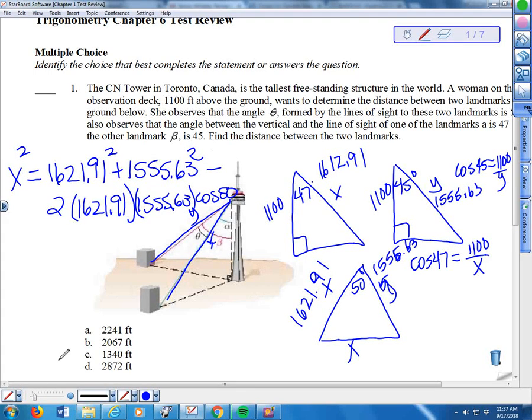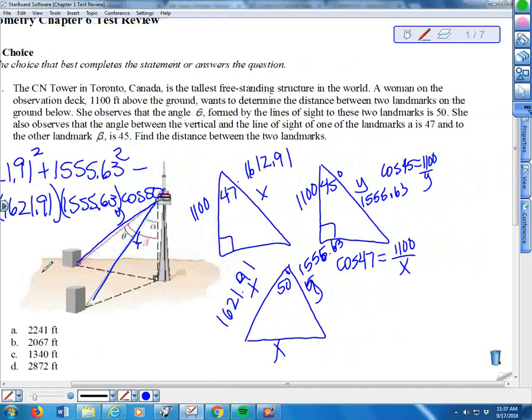How did you get 15? I thought that was the angle between the two. Did it give us that? Yeah. Oh, I just can't see. Right there.